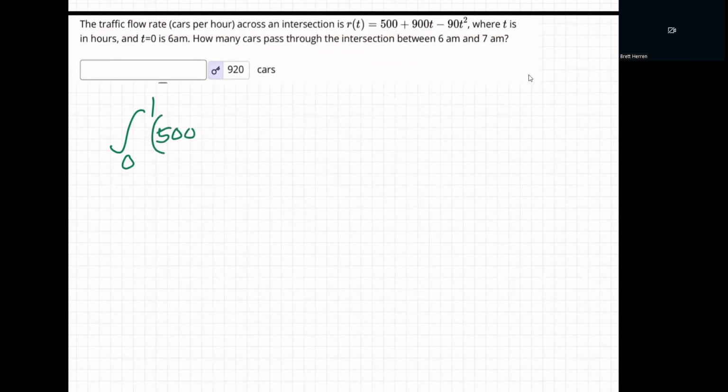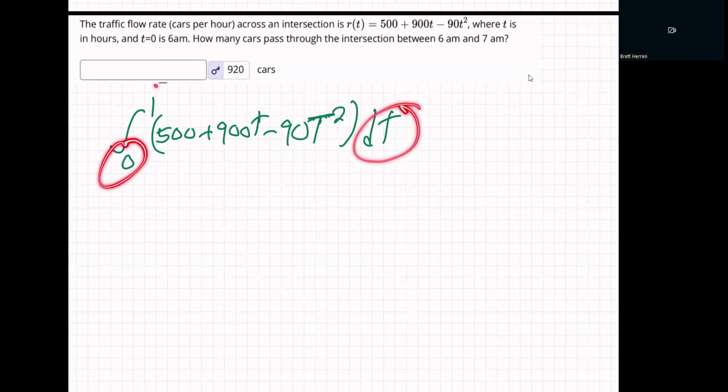The function 500 plus 900t minus 90t squared dt. So my variable is t, from time 0 to time 1. Remember, time 0 is 6 a.m. One hour later must be 7 a.m. So that's going to go from 6 a.m. to 7 a.m. You see, t equals 0 is 6 a.m., and t equals 1, an hour later, must be 7 a.m.